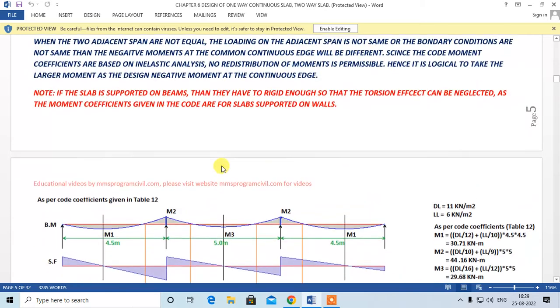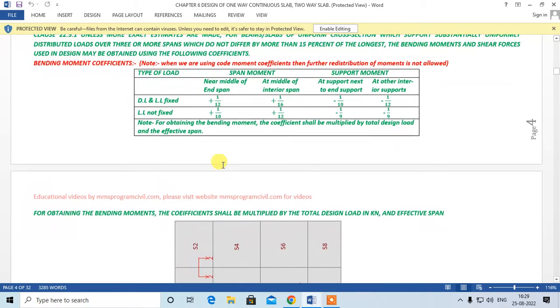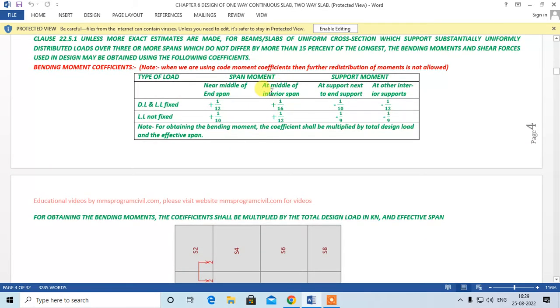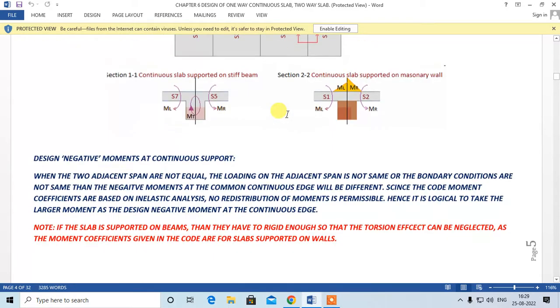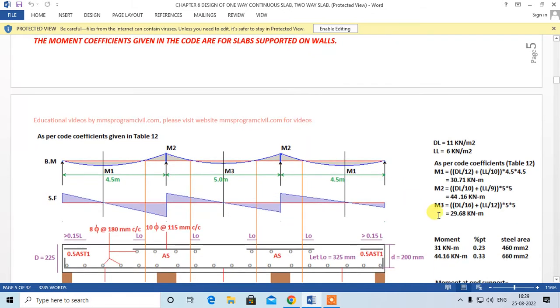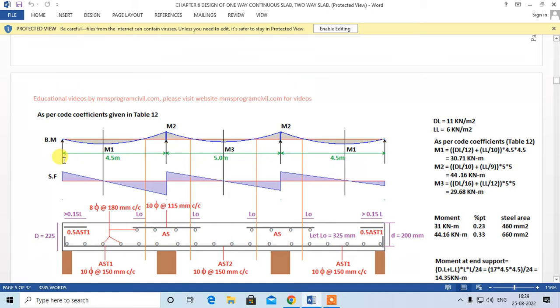This is 44.16 kilonewton meter. Similarly, M3 is the moment at the middle of the interior span. So dead load by 16 plus live load by 12. So this is how we get this. That is 29.68.